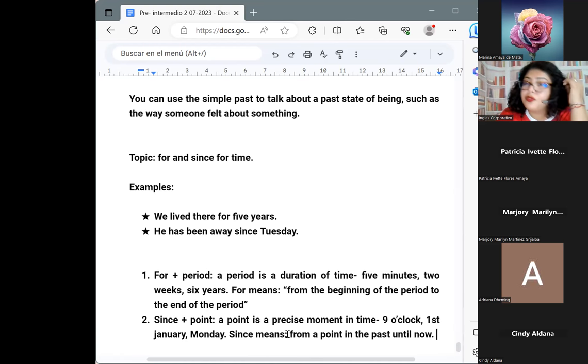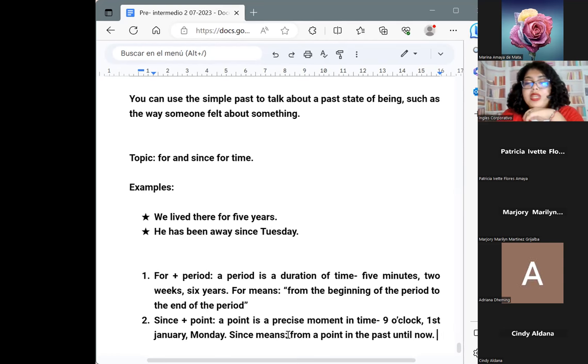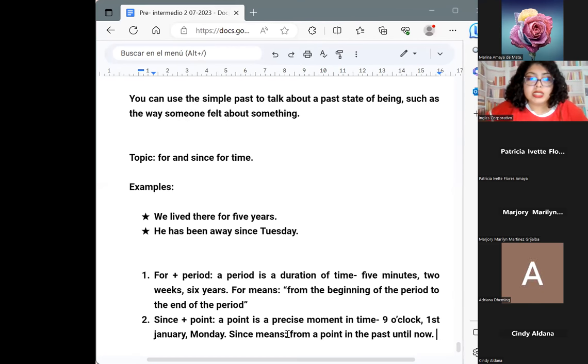Aquí tenemos, ¿verdad? El for lo utilizamos con un periodo de tiempo, una duración específica de una acción, de un evento. Y el since lo estamos utilizando con un punto específico. ¿Qué dice? Que es un momento preciso, ¿verdad? Es un momento específico en el tiempo. Y tenemos los ejemplos. A 9 o'clock, a las 9 de la mañana, first January, el primero de enero, a Monday, un día en específico, ¿verdad? Y significa, from a point in the past until now, desde un punto en el pasado hasta ahora.